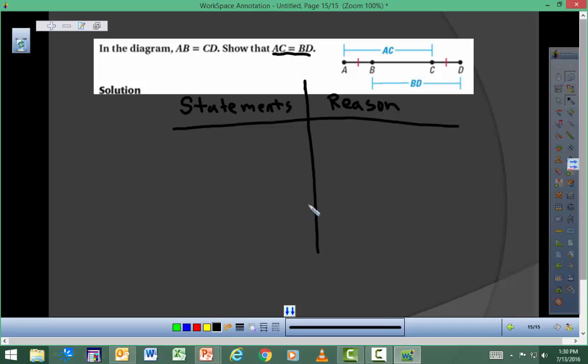Now, one thing I like to do when I'm trying to do proofs is I try to use some numbers to help me understand what this is saying. So what this is saying is that suppose this is 5, suppose this is 5, and suppose this length right here is 8. Well, what's the total length here then? It would be 5 plus 8, which is 13. And what's the total length over here? It would be 8 plus 5, which is 13. So you can see those two are going to be equal.